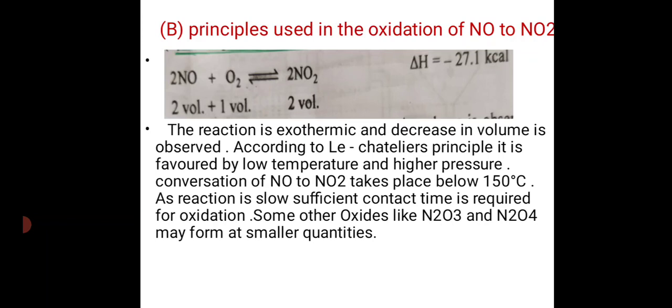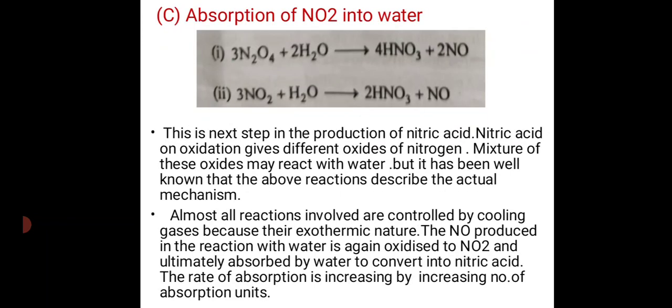Conversion of NO to NO2 takes place below 150 degrees centigrade. As the reaction is slow, sufficient contact time is required for oxidation. Some other oxides like N2O3 and N2O4 may form in smaller quantities.